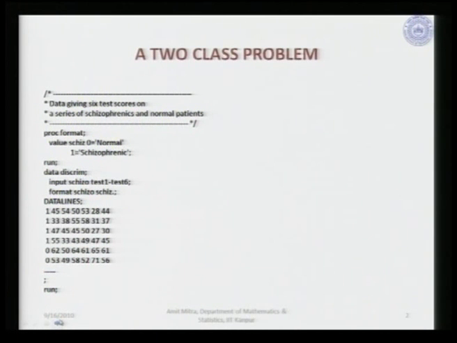Let us look at the first example. In the first example, we have a 2 class problem, so there are 2 populations. The populations are sets of patients: the first population consists of normal patients, and the other consists of patients who are schizophrenic. The data gives 6 test scores on a series of schizophrenic and normal patients. This is the format of the data.